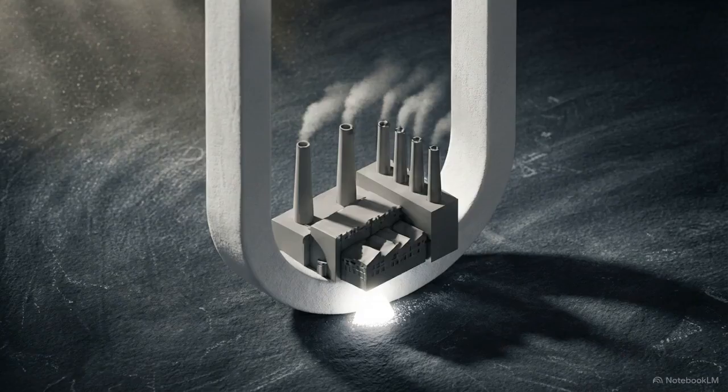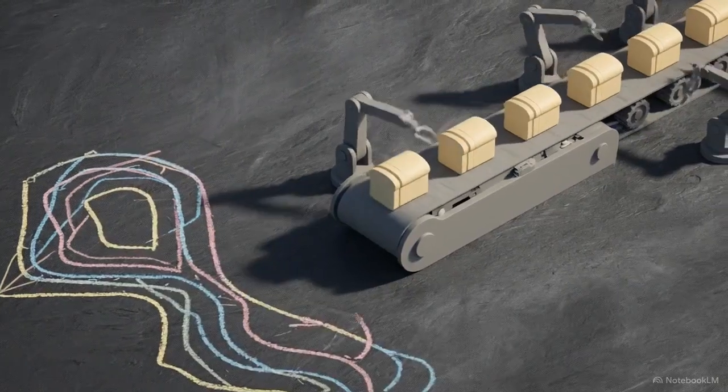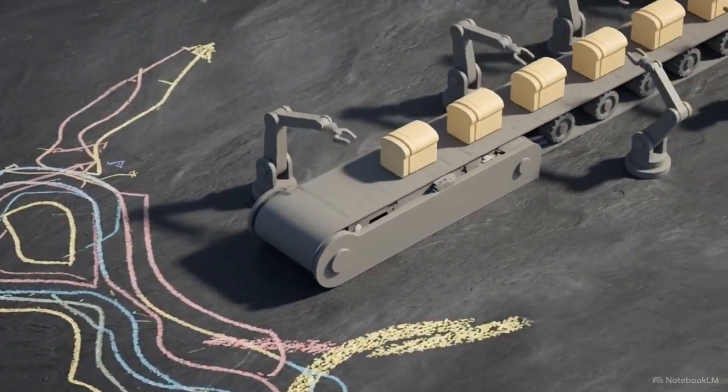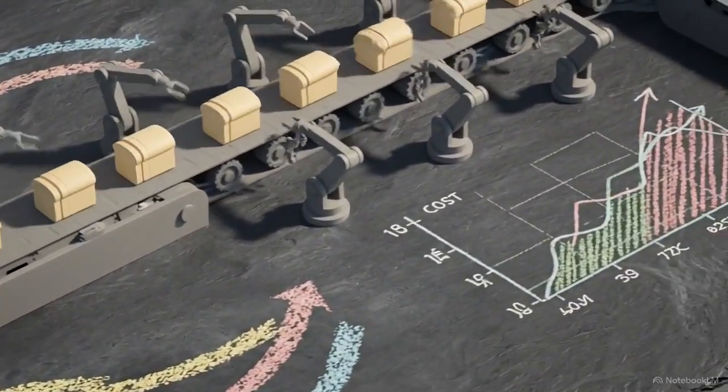Within this U-shaped envelope, there is one precise location known as the optimum scale of plant. This is the point where the firm has reached its most efficient possible size. At this specific coordinate, labeled C, the long-run average cost is at its absolute minimum. Here, the 4 major cost curves, short-run and long-run, marginal and average, all intersect at a single point. This intersection represents a state of total economic equilibrium, where the firm's immediate production costs and its long-term structural costs are perfectly aligned.